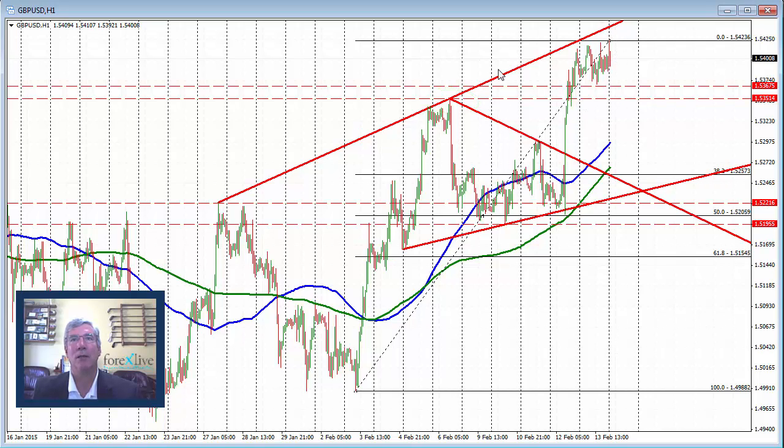Also on the top side, we need to get above this trend line right here. That level currently comes in around the 154.41 level. If we get above that, we want to look for momentum and for the market to stay above that level, okay? That's for the sterling versus US dollar.